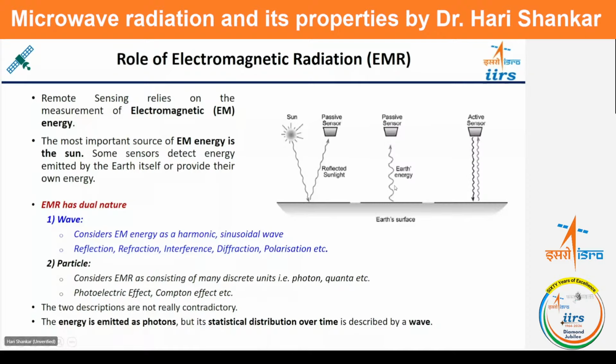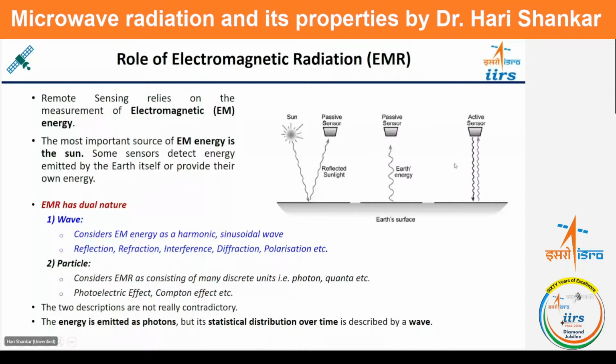So that emitted energy can also move toward this sensor, so that again can be converted into the images. So these two things are basically the examples of the passive remote sensing. Passive in the sense, in these types of remote sensing processes, we are using the natural source of radiation. That's why the name is passive.